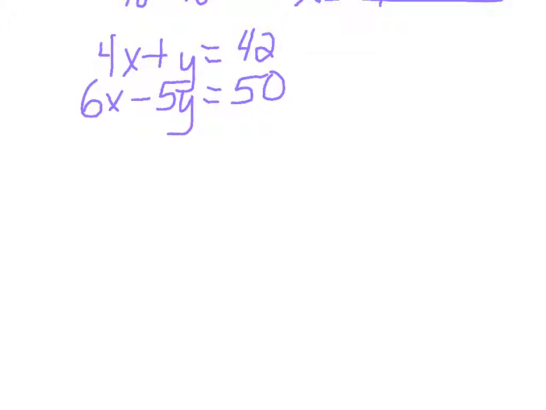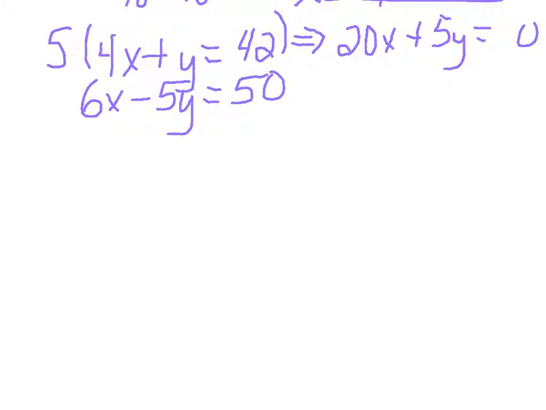I only have to multiply the top equation by 5, and I can leave the bottom equation exactly as it is. Alright, so when I multiply everything through by 5, I'm going to get 20x plus 5y equals 210. My bottom equation I can just rewrite as it is, 6x minus 5y. That doesn't really look like a y. Let me clean that up. So 6x minus 5y equals 50.